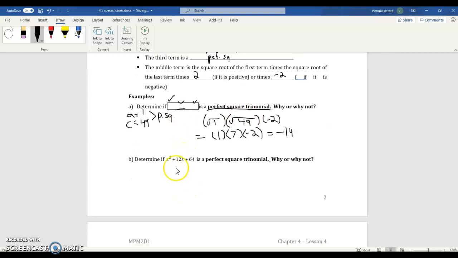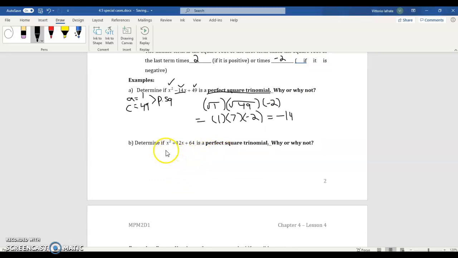So let's try this next example here. Determine if this is a perfect square trinomial. So x squared plus 12x plus 64. Let's identify our a first. So a is 1. And our c, our last term, is 64. And if you take the square roots of each one of them, you'll get whole numbers. Square root of 1 is 1. Square root of 64 is 8. So yes, these are considered perfect squares. So the first two conditions are met. The first term and last term are perfect squares.